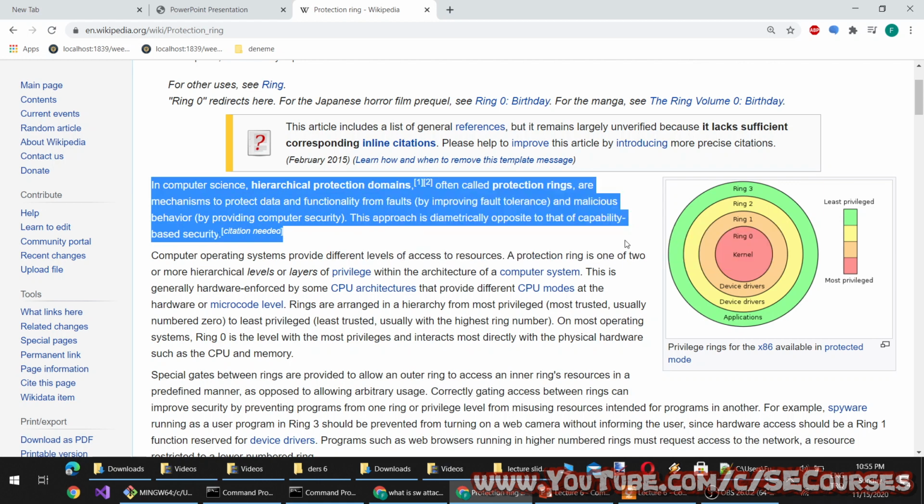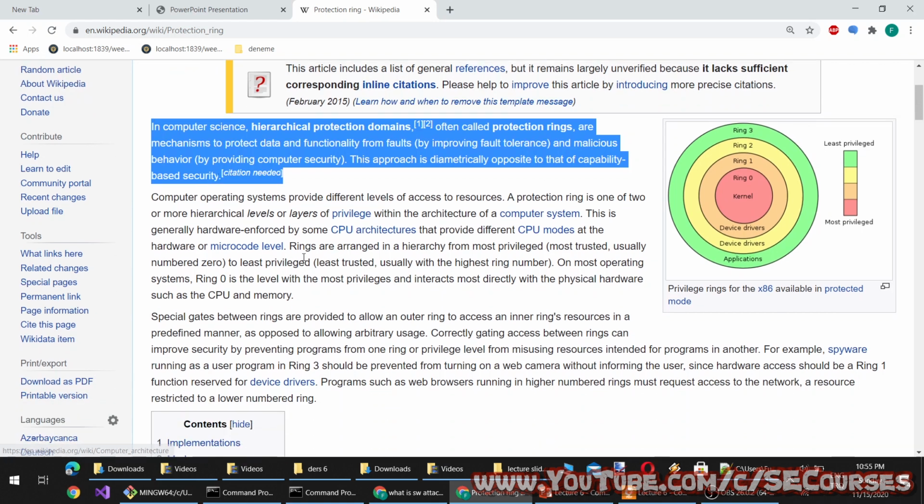In computer science, hierarchical protection domains, often called protection rings, are mechanisms to protect data and functionality from faults, by improving fault tolerance, and from malicious behavior, by providing computer security. This approach is diametrically opposite to that of capability-based security. Citation needed. Okay, so you see there is least privilege at the outermost ring, and then the privileges increase, and the kernel, ring 0, has the most privilege.